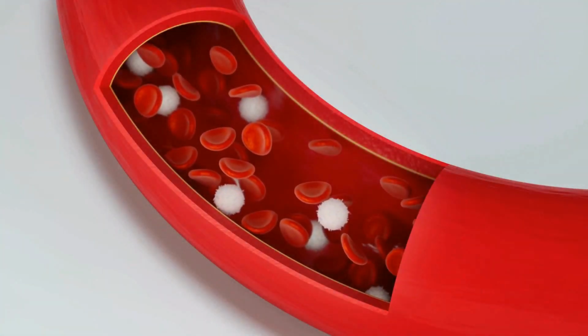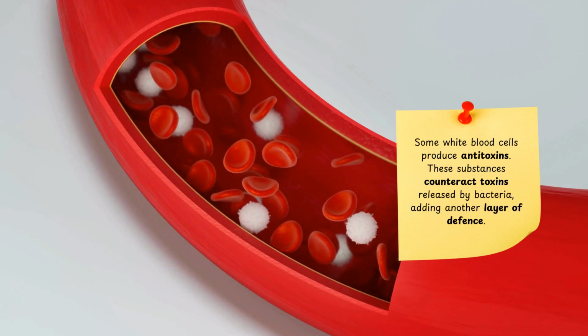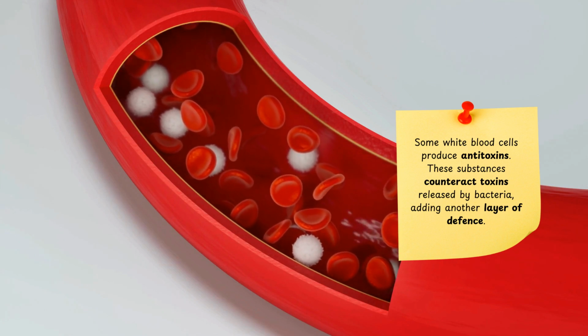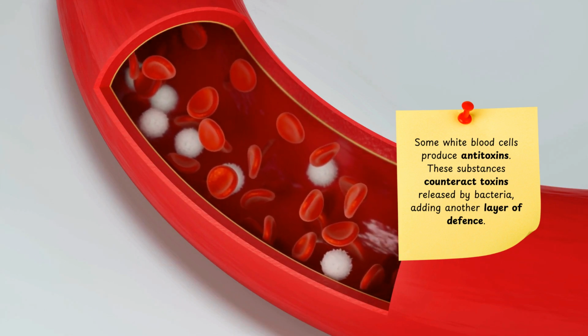In addition to this, some white blood cells produce antitoxins. These substances counteract the toxins that are released by bacteria, thus adding another layer of immune defense.